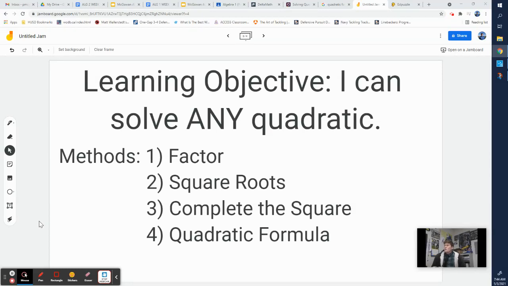Okay, people, one more video here on solving our quadratics. This is going to be kind of a big one, but I'm going to go fast so that it's not a super long video. We're talking about solving any quadratic by using any of our methods. That's our learning objective for today. Now remember, those four methods were factoring, taking square roots, completing the square, or using the quadratic formula. So let's do one example from each from our Delta Math assignment, and then we'll call it a day.